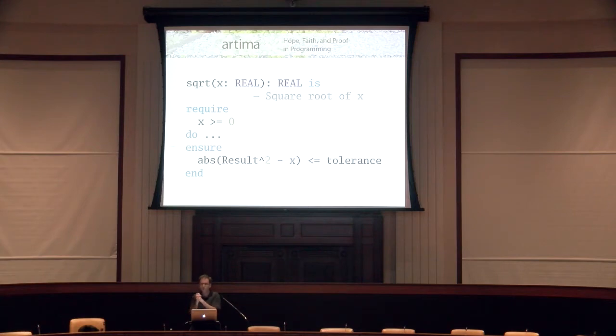That's a precondition. So for square root, it takes a real, which is like a double, and that can be negative, but you can't compute a square root on negative numbers. So his precondition is that the double passed in has got to be positive or 0. And then do is where you do the thing. That's the body of the function.